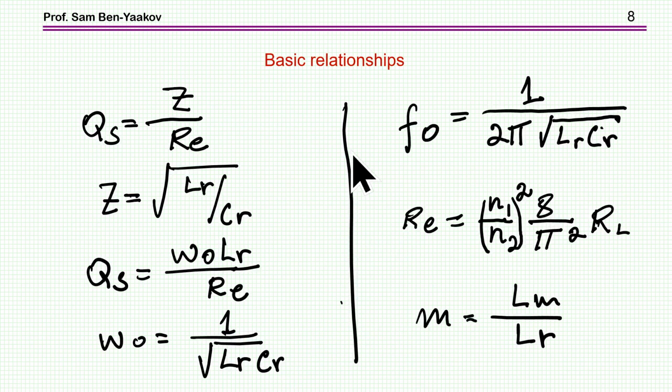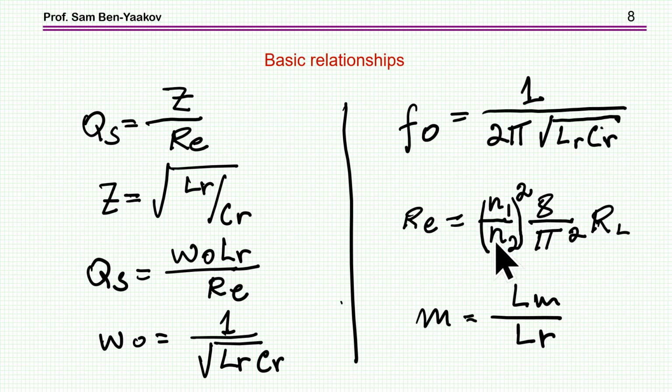So let's start with a very basic relationship. Q is Z over R sub E, and Z is the square root of L sub R over C sub R. Also, you can define the Q as omega 0, which is the resonant frequency, times L sub R over R sub E, where the resonant frequency is 1 over the square root of L sub R C sub R. And again, this is related to the smaller inductor. It turns out that L sub M is a larger inductor. In fact, the ratio between the two is defined as m. And then the resonant frequency is, of course, 1 over 2 pi and this square root.